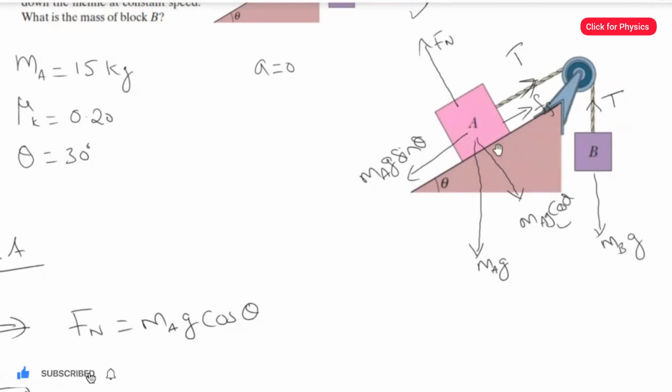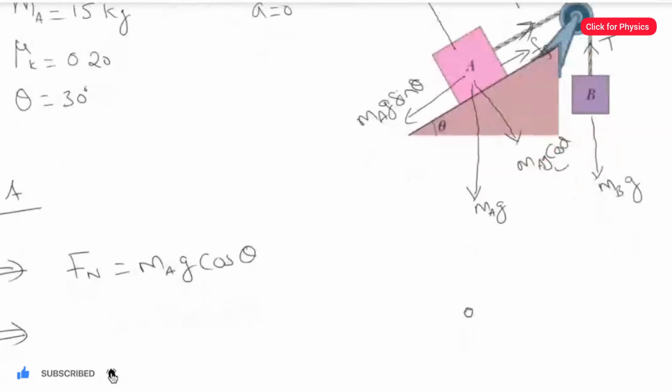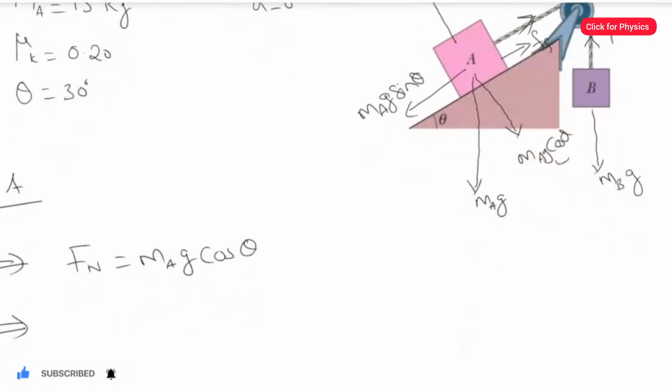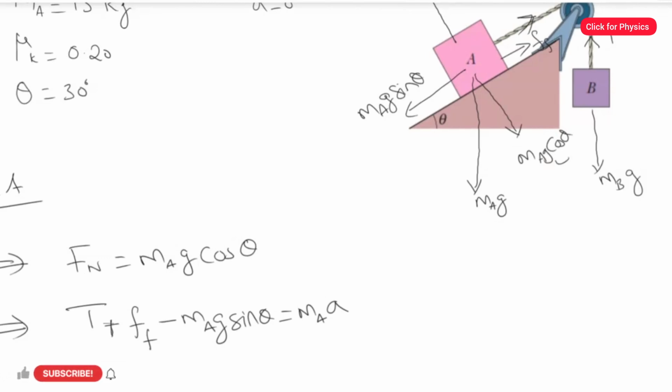And here, if an object has constant speed, we have to equate that with Newton's second law. So how can we write the equation? We write T plus frictional force minus MA G sine theta, which is equal to MA multiplied by acceleration. Clear? So this is the sign convention, plus and minus, okay?